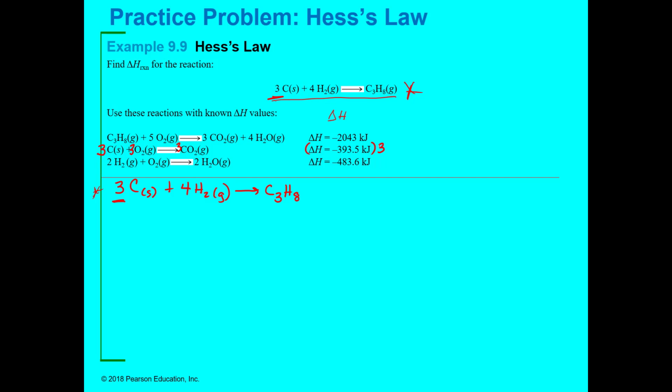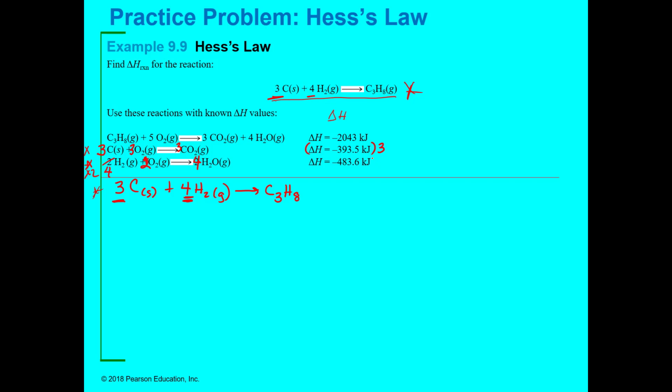Next, I'm going to look and see what else is on the reactant side. Okay, well, that C3H8 is not on the reactant side, but H2 is. So I need to have 4 H2s. So what do I have to do to this reaction that has the H's in it? I got to multiply it by 2, because if I multiply it by 2, that's going to give me 4 H2s, which is what I want when I get done. 2 oxygens, my bad, and 4 waters.